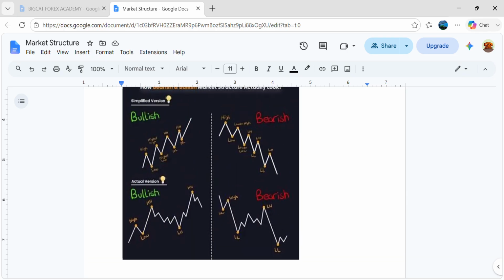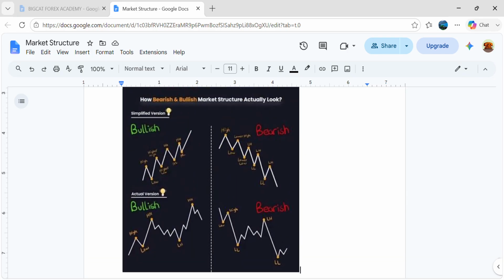So, this is a diagram example of a bullish market structure and a bearish market structure. You can see at this point here, this is a new high, a higher high. This previous low is not below the original low. It is still above. That's why it's still bullish. If this one had broken downwards, creating a lower low below this low, it would be called a change of character. It's no longer bullish, it's now reversing to bearish.